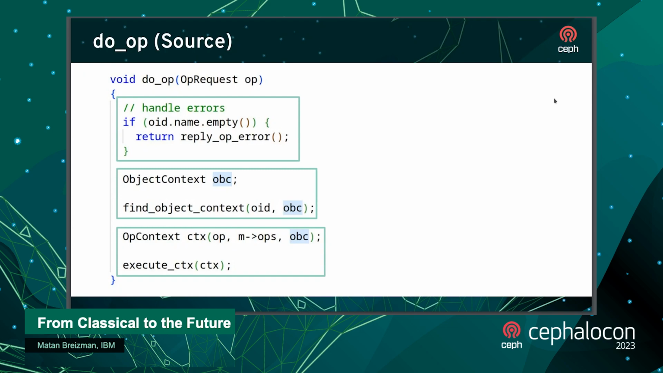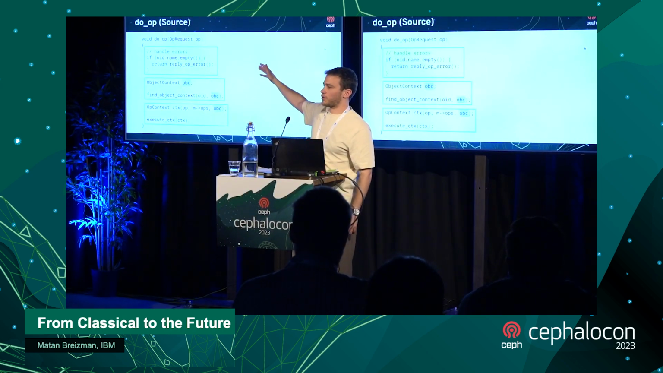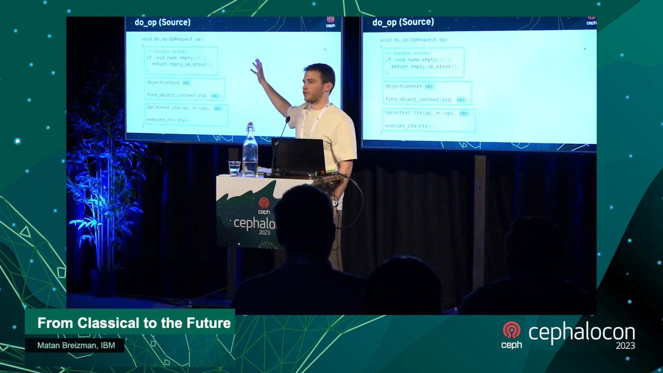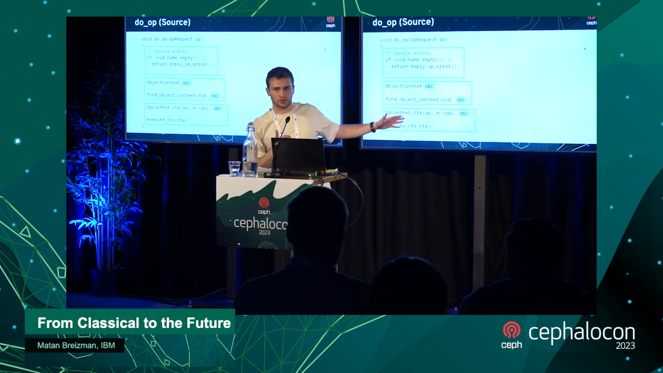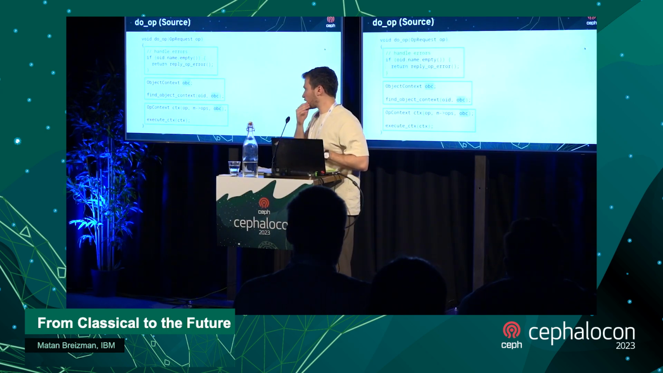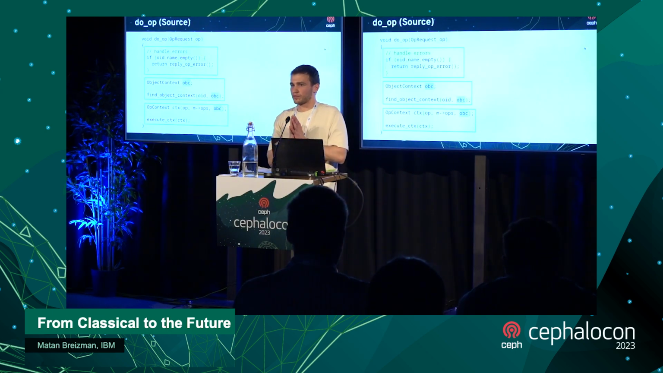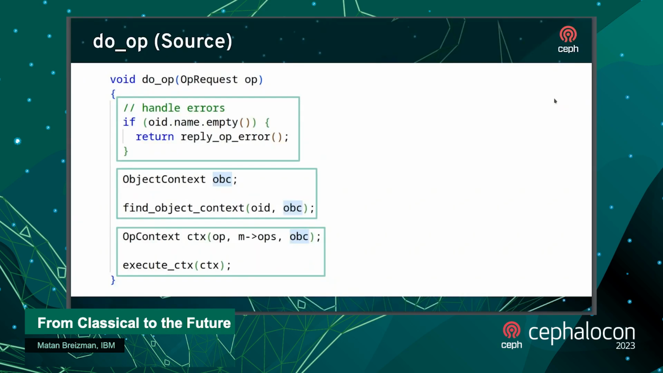So we have the doOp function. The doOp function, as I said, is constructed of three stages. The first one is the error checking phase. It's a really simple check for errors. We check if the object name is empty. If so, we reply with an error. Of course, there is much more checking, but I wanted it to fit into one slide. The second stage is we initiate the object context class, data type, and we find it. I will explain shortly how we actually find it. When we have it in hand, this is the third box, we go ahead and execute the operation. So, simple three steps.